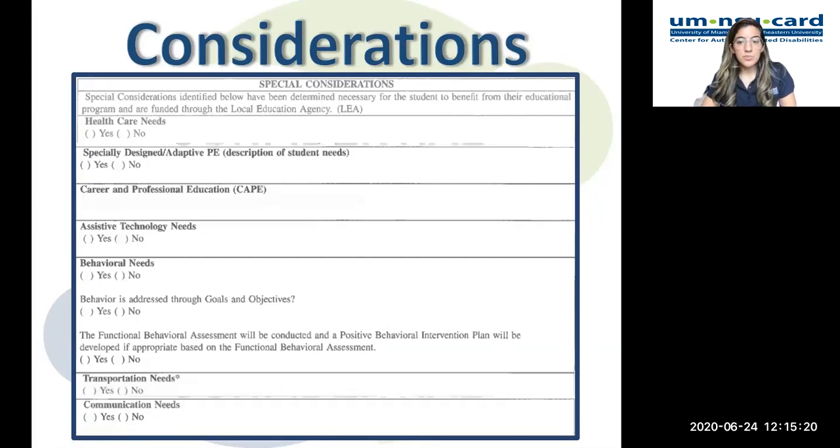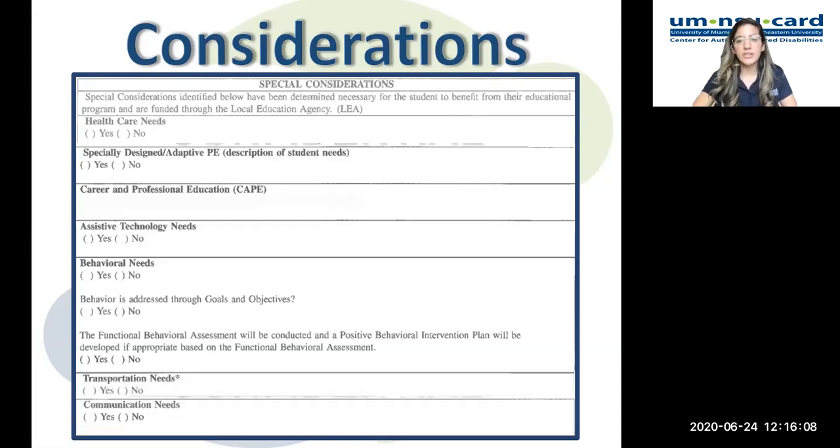For healthcare, as I mentioned previously, these considerations may include services and strategies related to a child's medical well-being as appropriate. For adaptive PE, this includes any accommodations or modifications that your child may need in order to participate in physical education with his peers. CAPE, that's career and professional education. This is more so for older students, but these are industry certifications that students can seek prior to high school graduation. So for example, this might include a certificate in Microsoft suites, so understanding how to use Microsoft Word, PowerPoint, Excel, anything that might help them be a more desirable hire once they graduate high school.